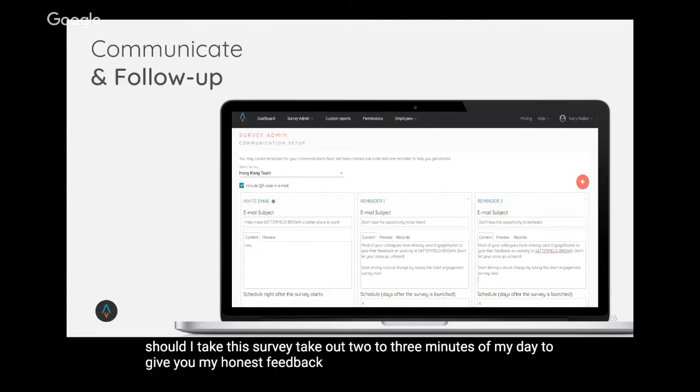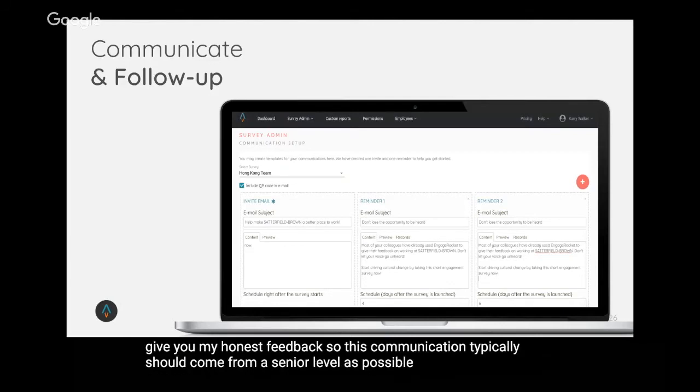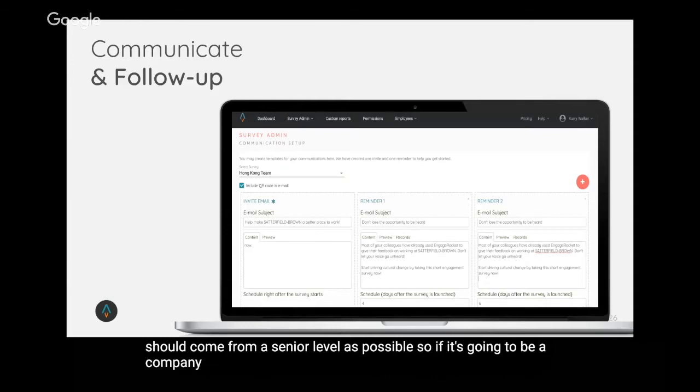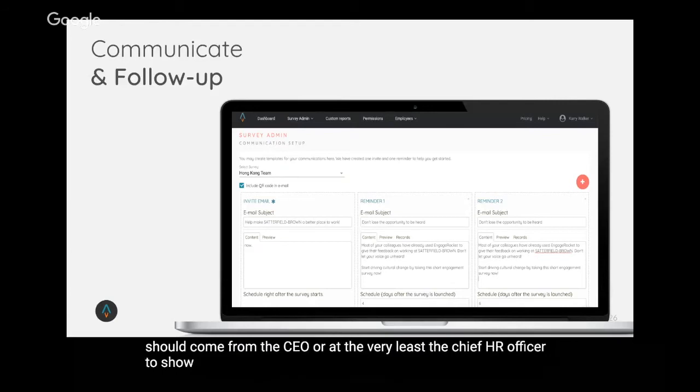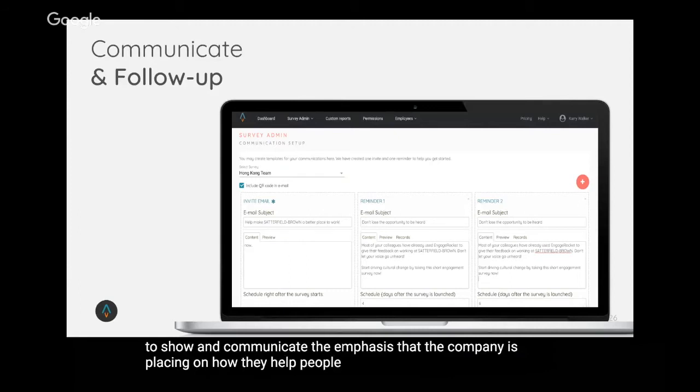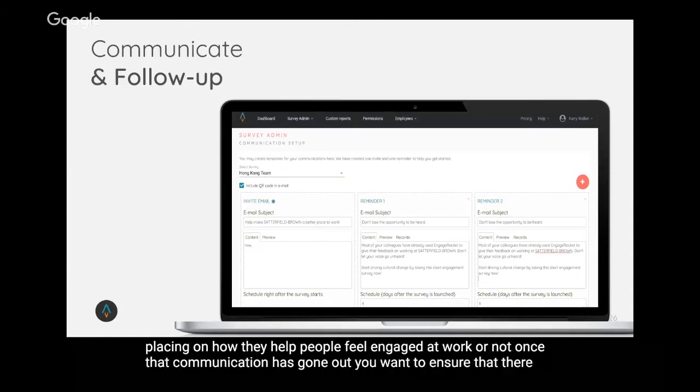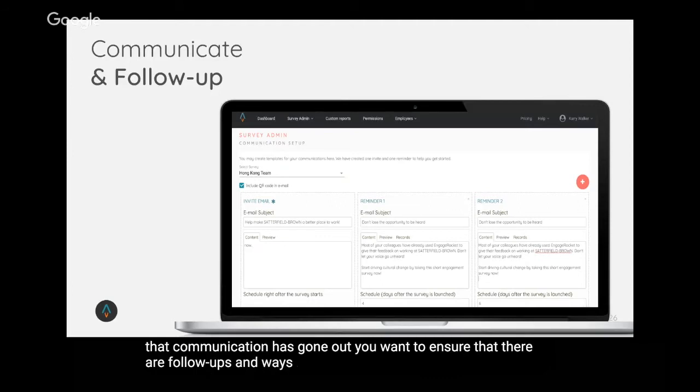feedback? So this communication typically should come from as senior a level as possible. So if it's going to be a company-wide employee engagement survey, for example, this should come from the CEO or at the very least, the chief HR officer, to show and communicate the emphasis that the company is placing on how people feel engaged at work or not. Once that communication has gone out, you want to ensure that there are follow-ups and ways to close the loop.